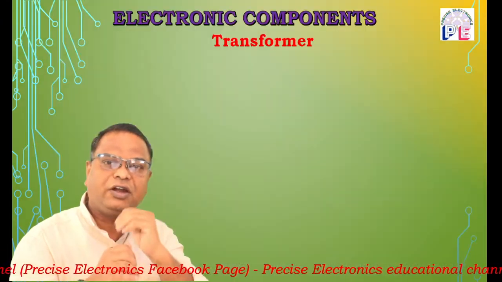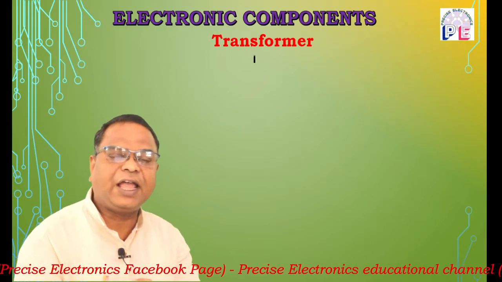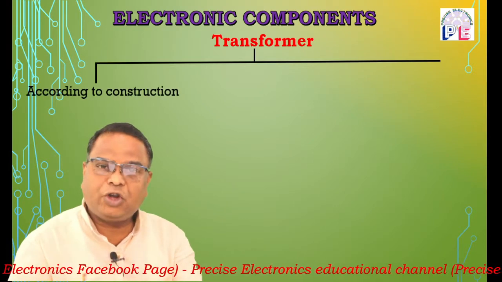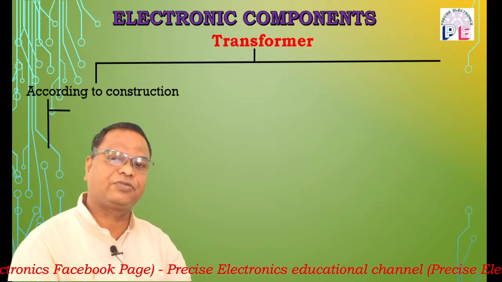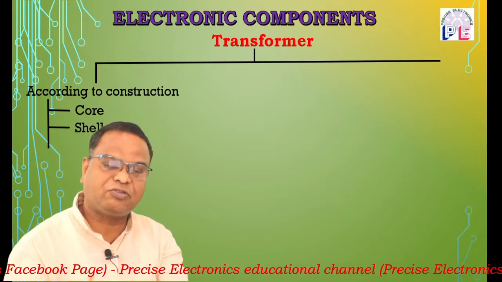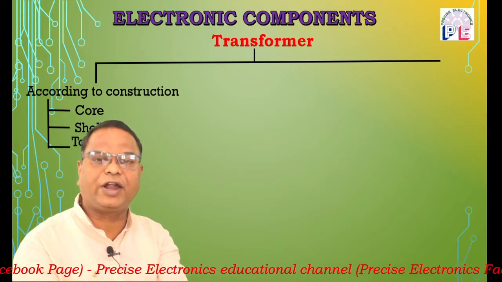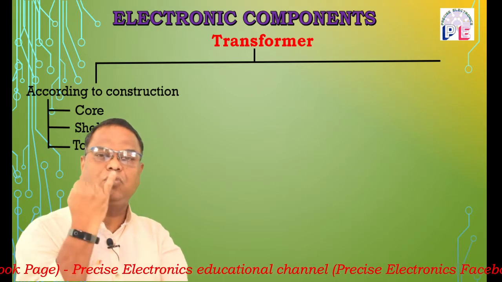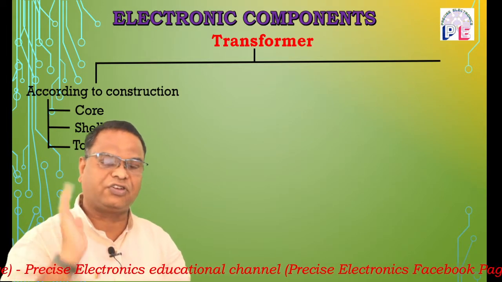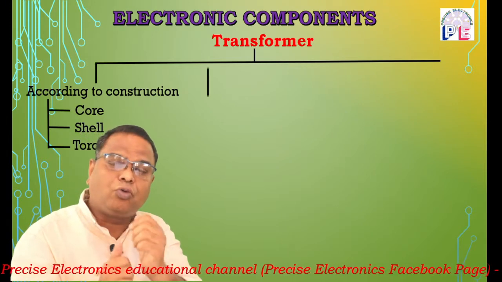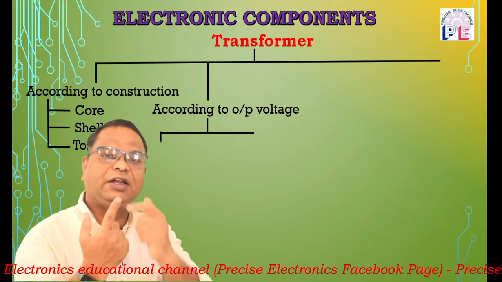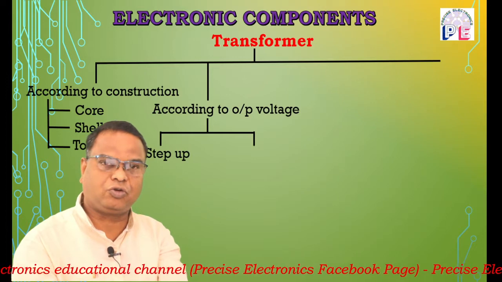Now we are moving toward the types of transformer. First, according to the construction. According to constructions, there are three types. The first type is core type transformer, the second type is shell type transformer, and the third type is the toroidal transformer. So core type, shell type, and toroidal type are the types of transformer according to constructions. Now according to output voltages, there are two subtypes, that is step-up transformer and step-down transformer.